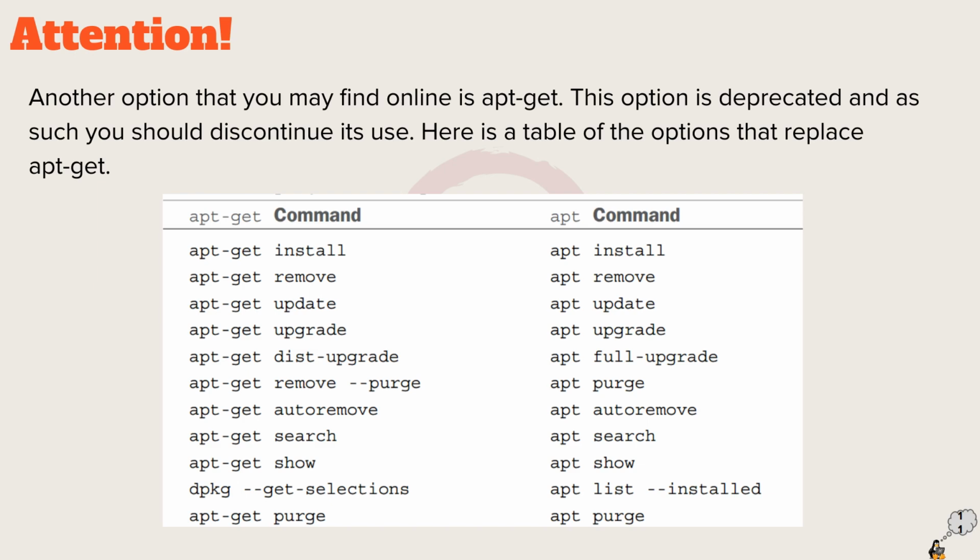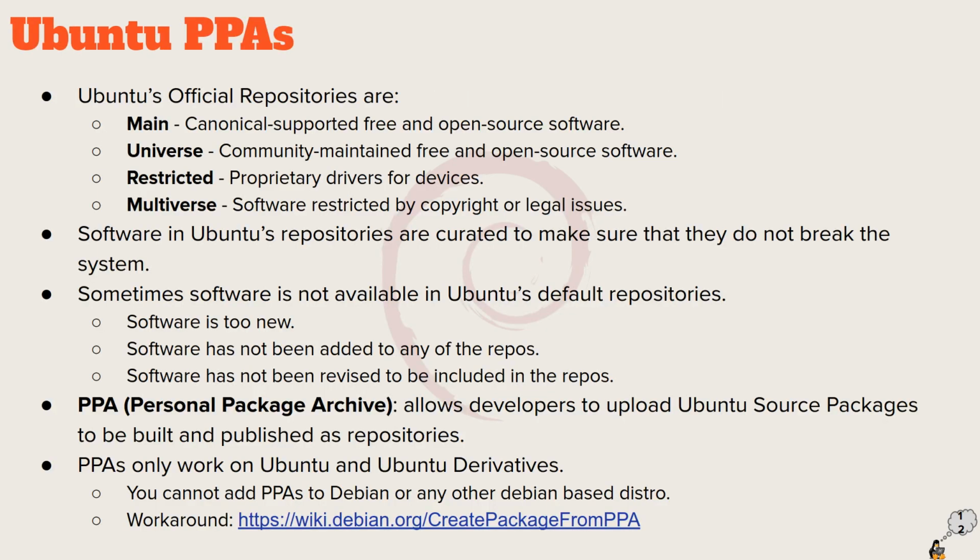Instead of apt-get install, we use apt install. Instead of apt-get remove, we use apt remove. And this particular list over here will allow you to translate those -get options to the newer version that we're using now. Okay, now with what you have learned so far, you are capable of installing and removing software with your Linux system with no problem.